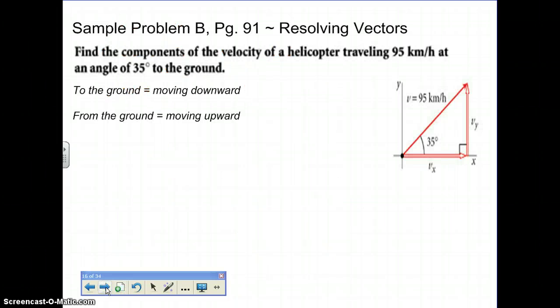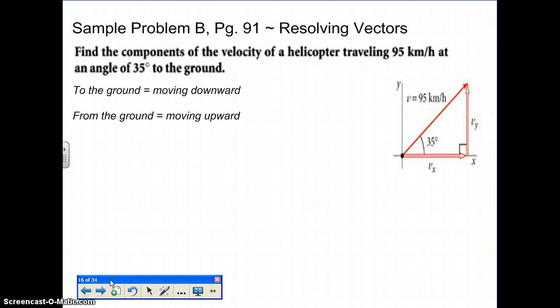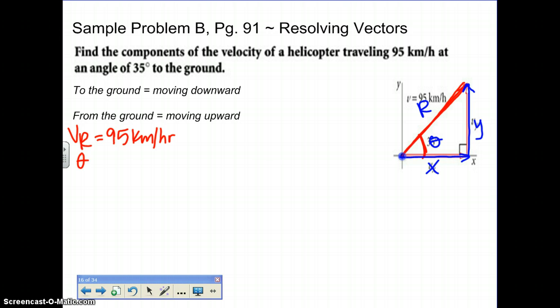Okay, so let's actually try problem B here. It says, find the components of this velocity here. So this resultant line is given to you, and this theta is given to you. So you will need to solve for your x and your y components. That's ultimately what you're going to be looking for, whereas resultant and theta are given to you. So it says that you have a resultant, and I'm going to call it v sub r because it's a velocity, of 95 kilometers per hour. And you know that theta is 35 degrees to the ground.